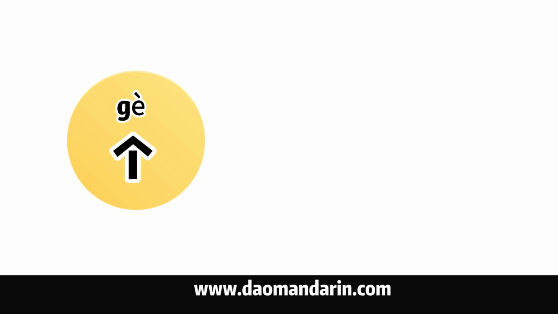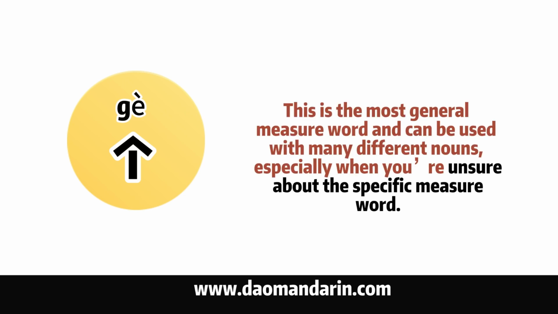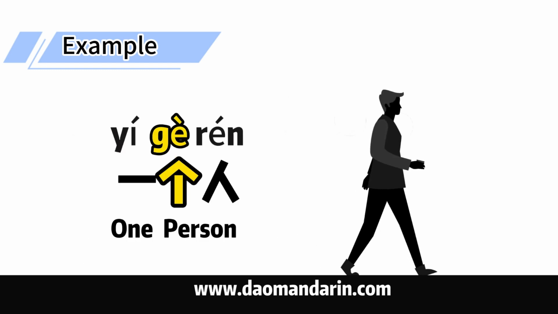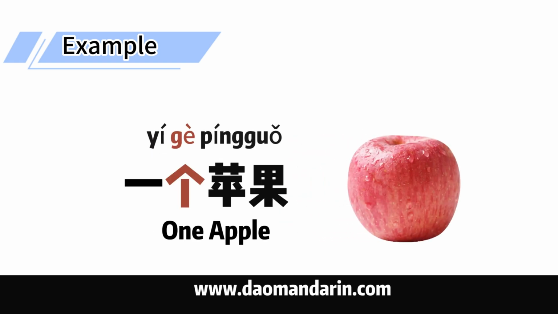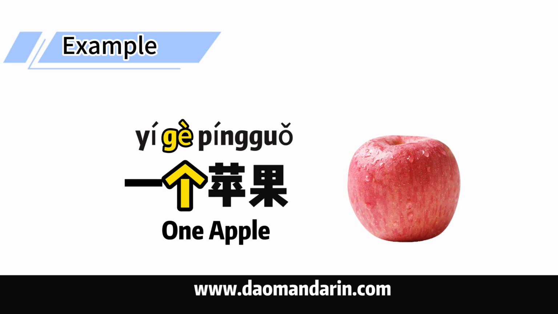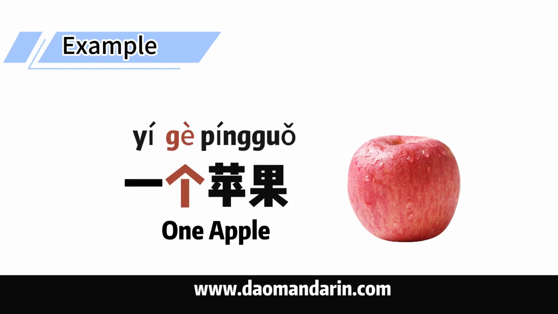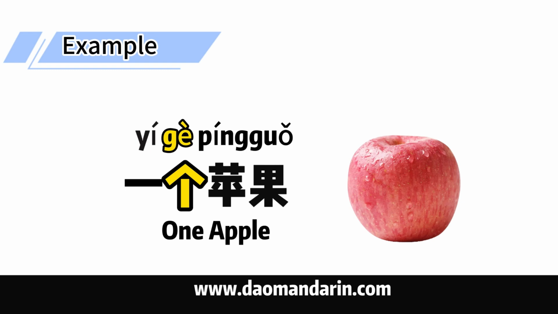个. This is the most general measure word and can be used with many different nouns, especially when you're unsure about the specific measure word. Example: 一个人, 一个苹果.